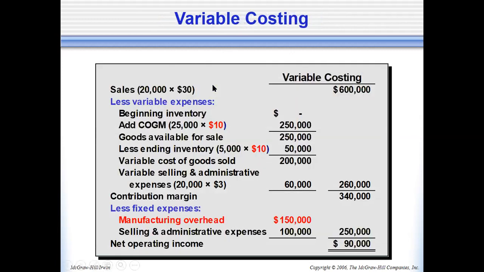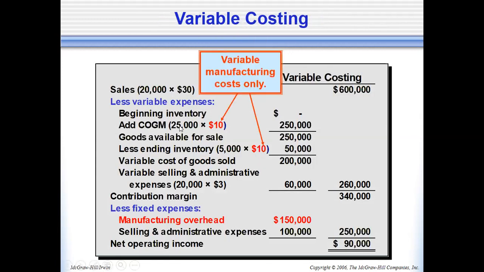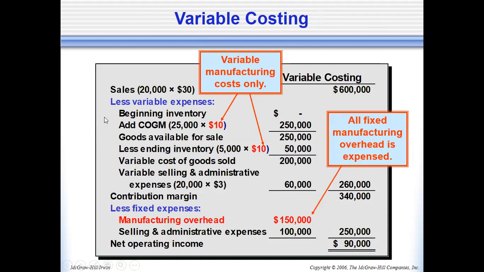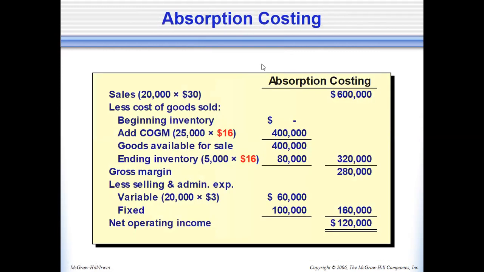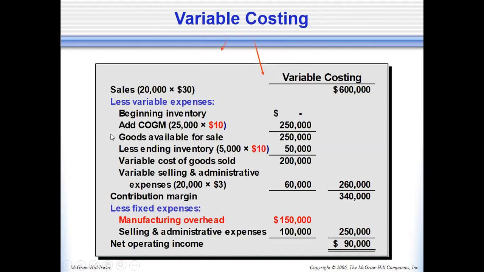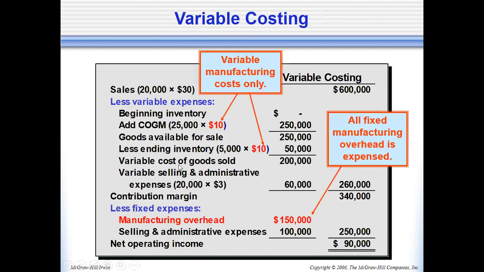Now, what about under variable costing? For variable costing, our presentation is different: sales less variable costs and expenses would be the contribution margin. You can realize that under absorption costing, we have the gross margin, which is the difference between sales and cost of sales. On the other hand, for variable costing, sales less variable costs and expenses equate to the contribution margin. So we have here 340,000.